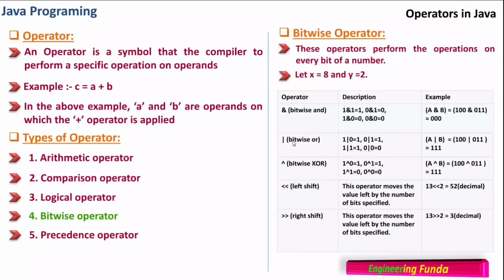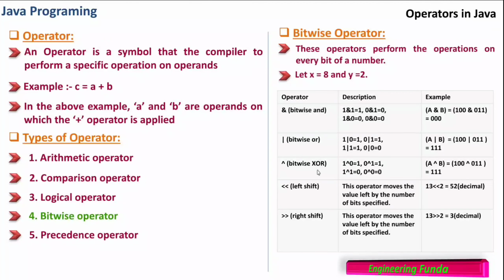In the same way, bitwise OR. In OR, if either of the operands is 1, it will result in 1, else it will result in 0. So here let us take the same example. A is equal to 4 and B is equal to 3. These are the binary representations of 4 and 3. So 1 or 0 will be 1. 0 or 1 will be 1, and 0 or 1 will be 1. So the OR will give us 7.